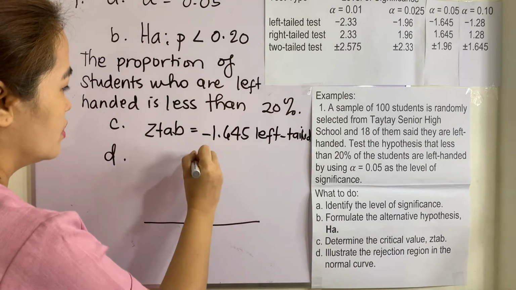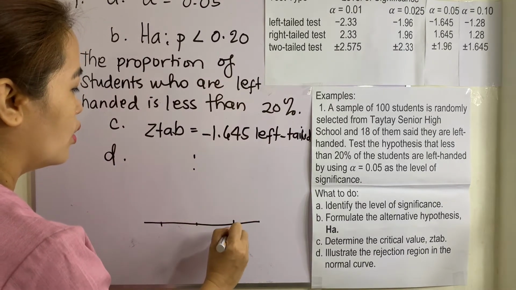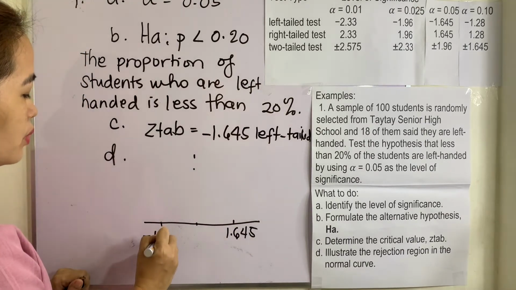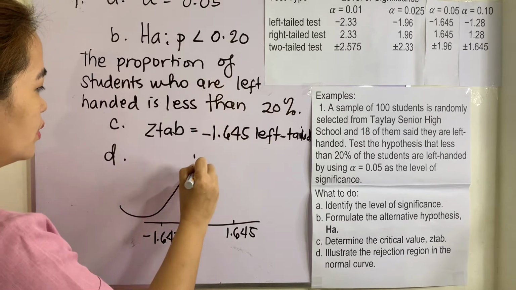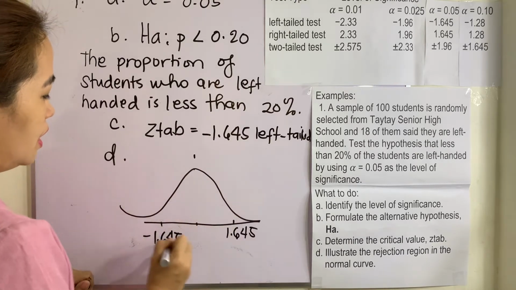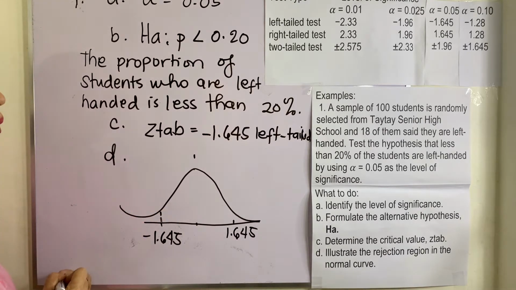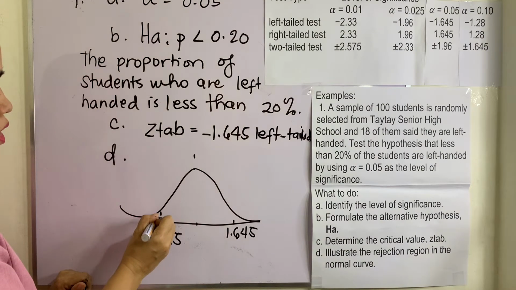And for letter D, illustrate the rejection region in the normal curve. So this one is negative 1.645. This one is our normal curve. And this is our Z tab or the critical value. And it says here less than, so therefore this one is the rejection region.